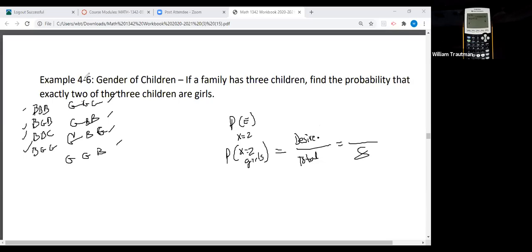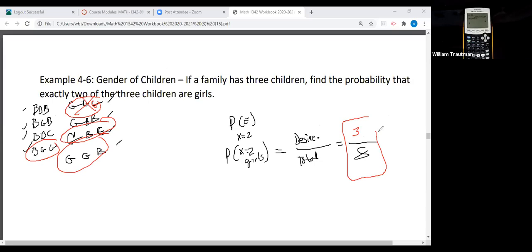And the desired is 2 girls. So it said exactly 2 girls. Here are 2 girls. Here are 2 girls. Wait, no, that's 3 girls. Sorry, that's girl, girl, girl. Here are 2 girls, and here are 2 girls. So 3 out of 8 are 2 girls. 3/8. The probability, if you had 3 children, of having exactly 2 girls is 3 out of 8.